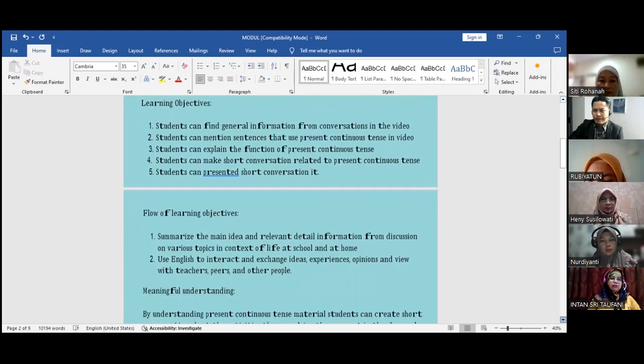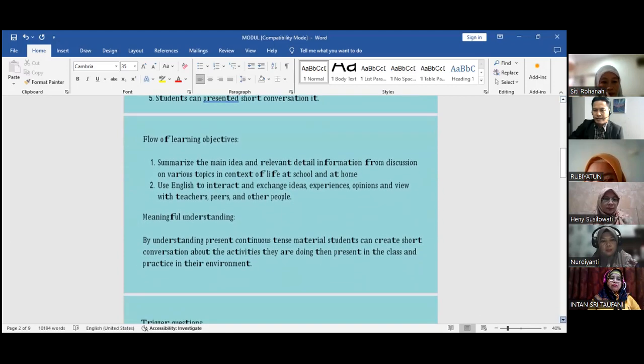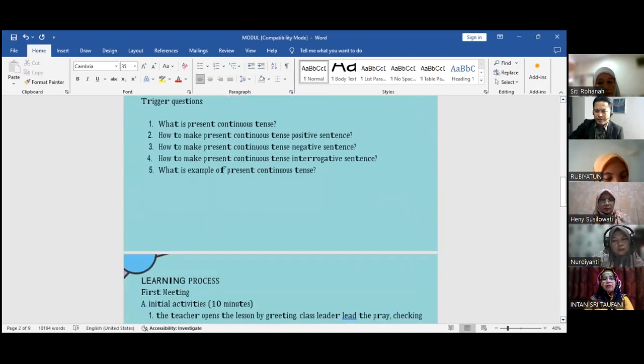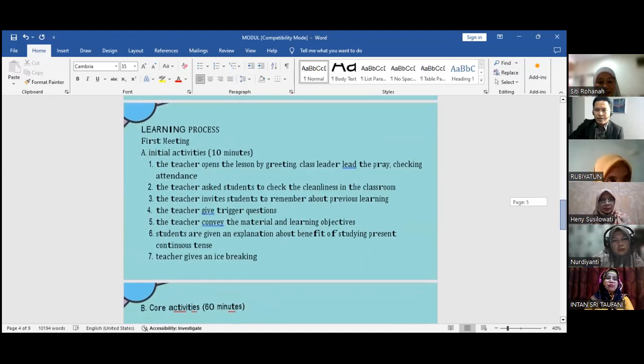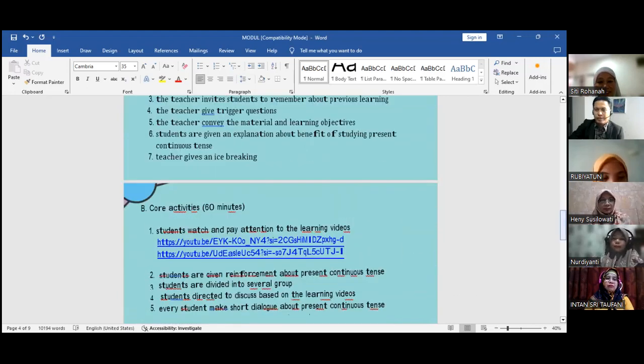Okay, meaningful understanding. By understanding present continuous tense material, students can create short conversations about the activities they're doing, then present in the class and practice in their environment. Okay, next. Okay, 3 good questions, that should be okay. Next, learning process, please.